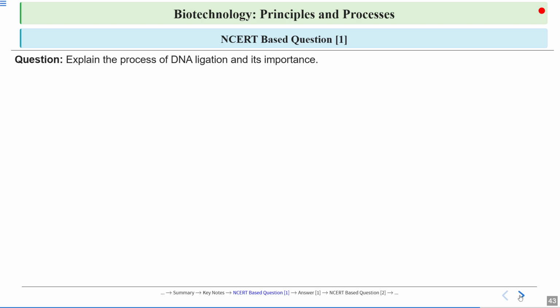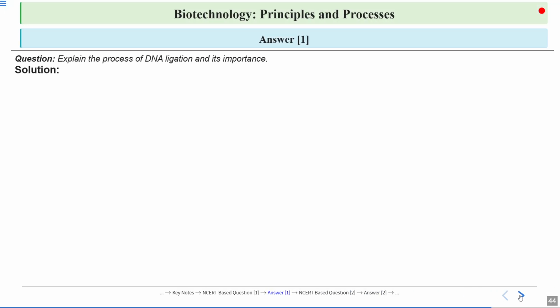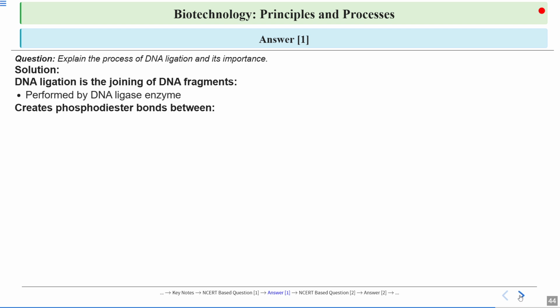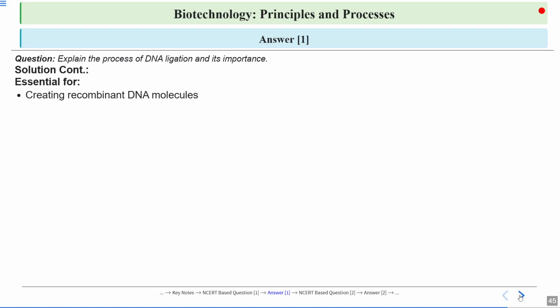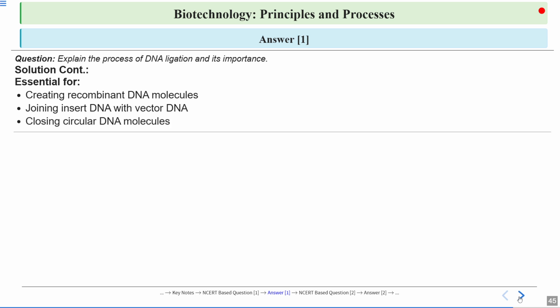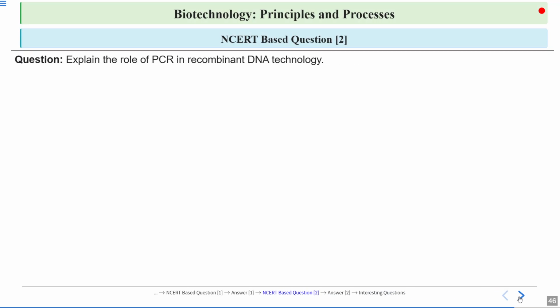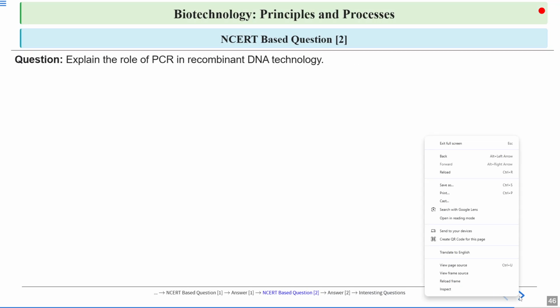Explain the process of DNA ligation and its importance. The solution is that DNA ligation is the joining of DNA fragments. It is performed by the DNA ligase enzyme. It creates a phosphodiester bond between the 3' hydroxyl end of one DNA fragment and the 5' phosphate end of another fragment. It requires ATP as an energy source. It is essential for creating recombinant DNA molecules, inserting foreign DNA into vector DNA and closing circular DNA molecules.